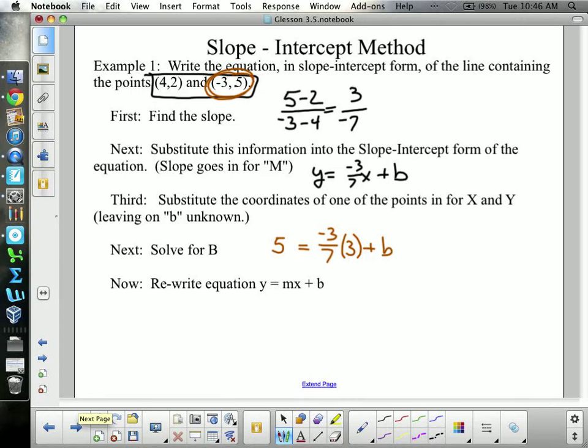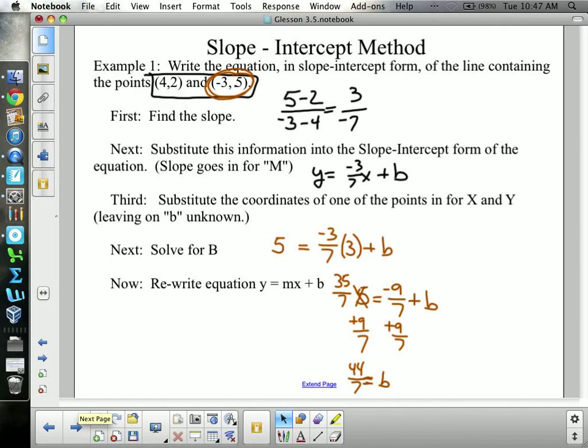We are going to deal with some fractions. So 5 equals 3 times negative 3 is negative 9/7 plus b. If I add 9/7 to both sides, this is 35/7. 5 is 35/7. So that gives me 44/7. Okay, that's not the equation of the line, that's just the value of b. b is 44/7, and I rewrite the equation.